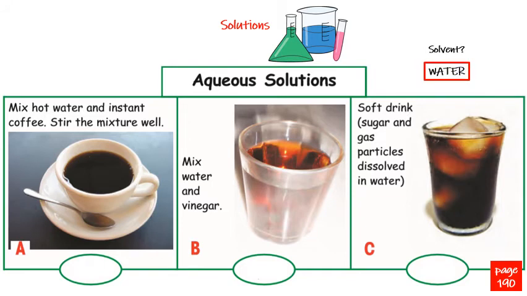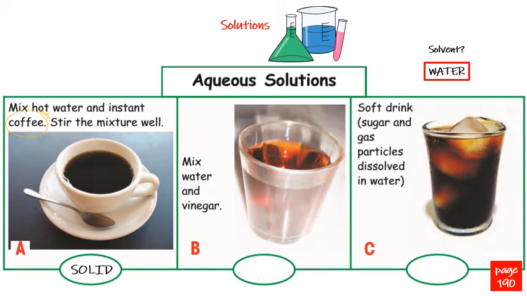Good job. Let's look at solution A. What is the solute in solution A? What did we dissolve in water? Yes, we dissolved coffee. That's right. What is the state of matter of instant coffee? Is it solid, liquid, or gas? Good job. It's solid. So the instant coffee, which is a solid, is dissolved in water in solution A.